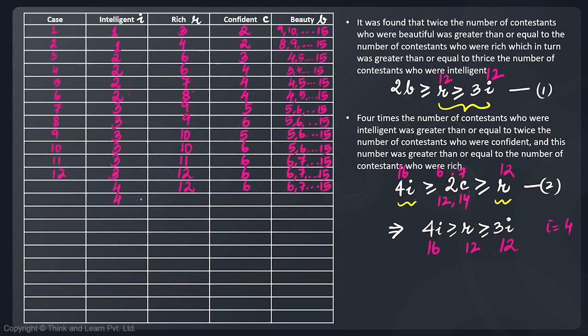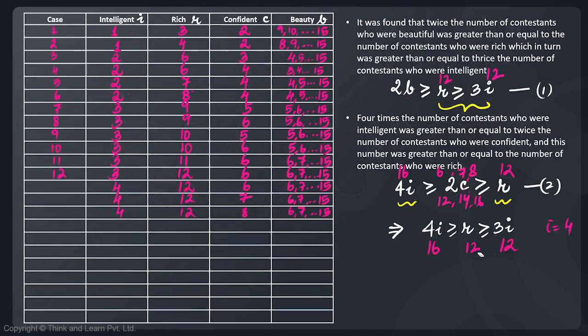Next is if 2C is going to be 14, then C is going to be 7. So the next is when C is 7. Now B will continue to be from 6 to 15. That doesn't change a thing about B. Next it is 16 when 2C is 16, which is within the range. C is going to be 8. So the next scenario is 4, 12 and 8. B continues to be from 6 to 15.